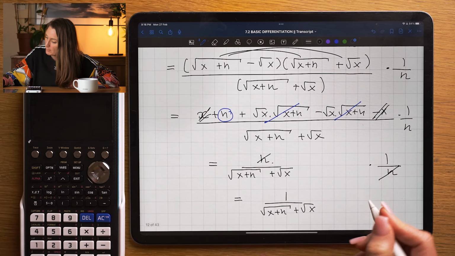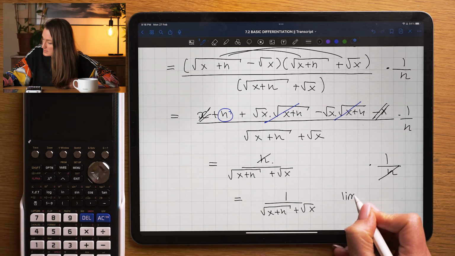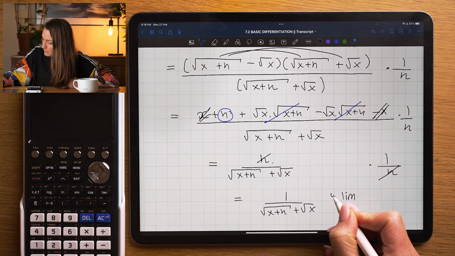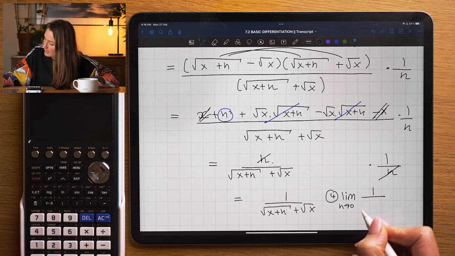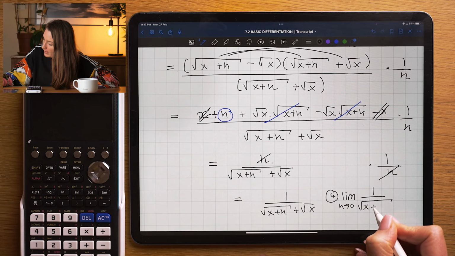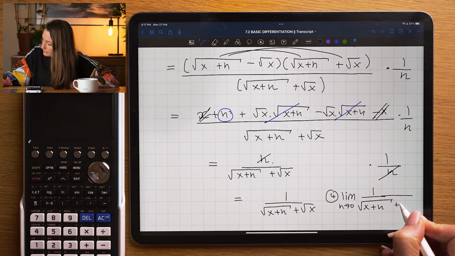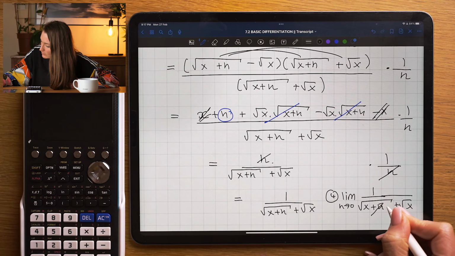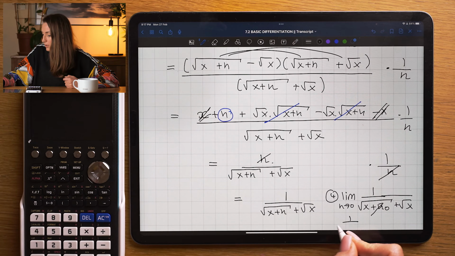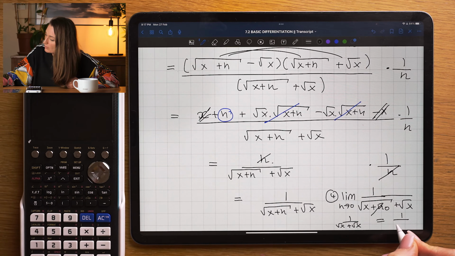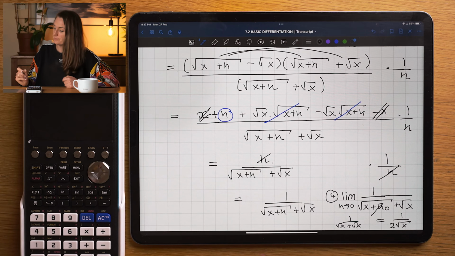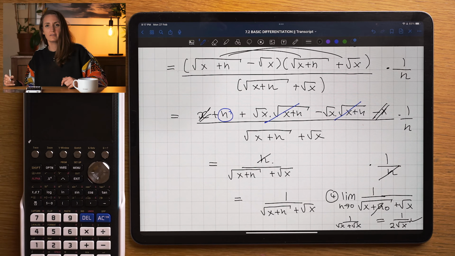Now, if I take the limit of this expression in step 4, I'm going to get the limit of this. If h goes to 0, I would get 1 over the square root of x plus the square root of x, which is 1 over 2 times the square root of x, which is the correct answer.